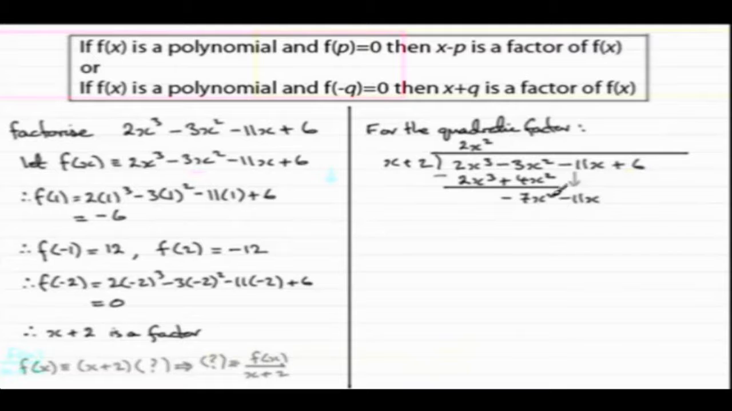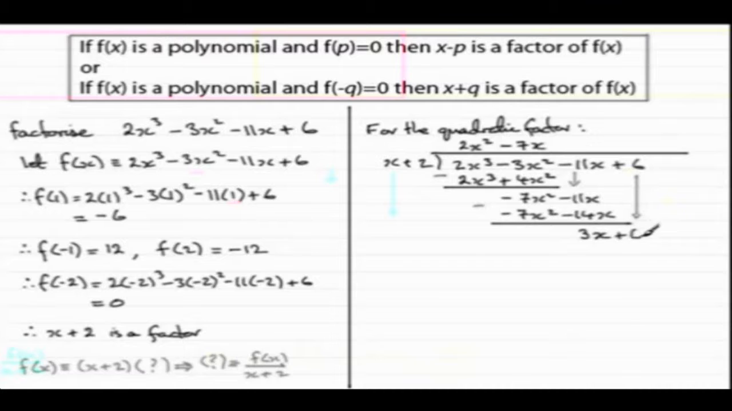Start all over again. What do you multiply the x by to get the minus 7x squared? That's going to be minus 7x. Put it up there. Multiply minus 7x with the x plus 2 and you get minus 7x squared minus 14x. Subtract to get the remainder. Minus 7x squared minus minus 7x squared is 0. So you now have minus 11x plus 14x, which is plus 3x, or just simply 3x. Bring the 6 down now.